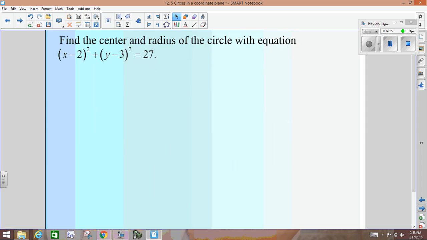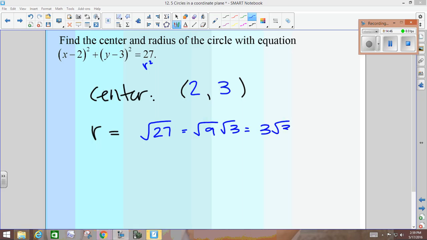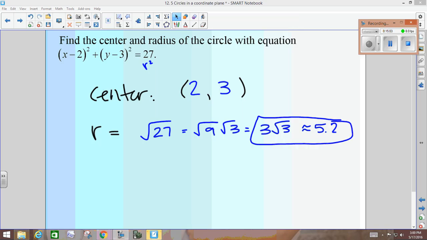Find the center and the radius of the given circle. What's the center going to be? 2, 3, good. Remember, in the equation, it's r squared. So what do we have to do with 27? Take the square root of it. If I wanted to break that down and make it the exact radius, then you would have 3 square root 3. If you wanted to round it, 5.2. Or well, yeah, either of those two since it doesn't say.